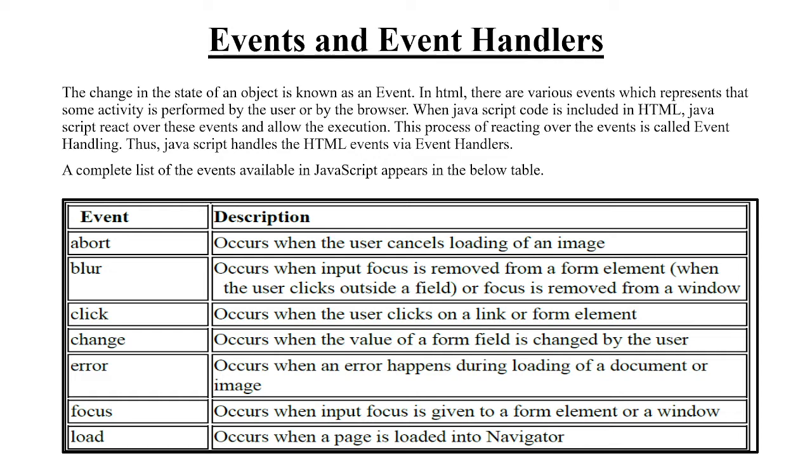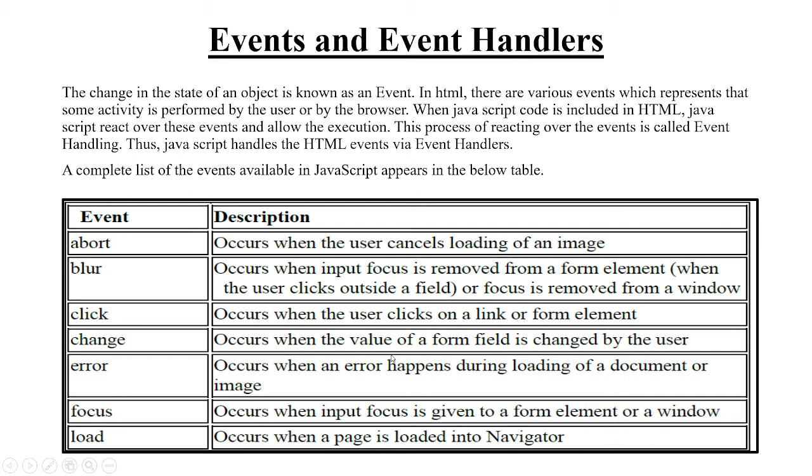In this PPT, we have presented different events that can be performed by the user or by the browser in the JavaScript or in the browser's window. Whenever the user cancels loading of an image, we call such an event an abort. And whenever the user removes the focus from a form element, or from any field of the form element, or from a window, then the event is termed as blur. When the user clicks on a link or a form element, the event is termed as click.